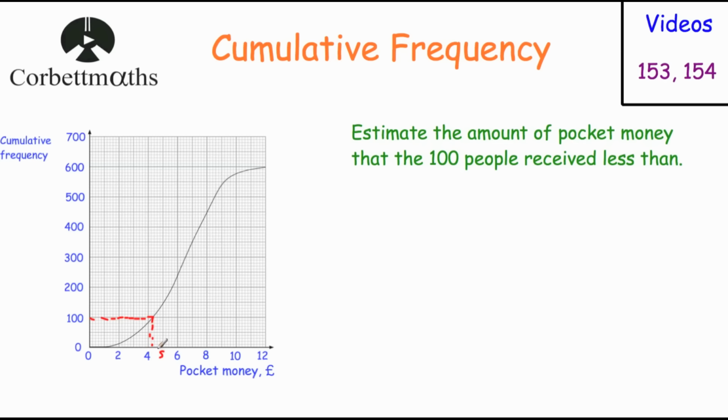So £1 divided by 5 is 20p. So each square is 20p, and we've gone to the second one there. So it's going to be £4.40. So we've got £4.40. So that means that the 100 children who receive the least amount of pocket money will receive less than £4.40. And that's our estimate.